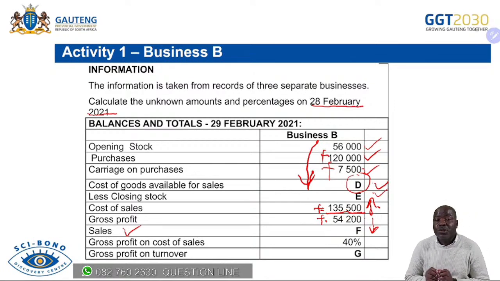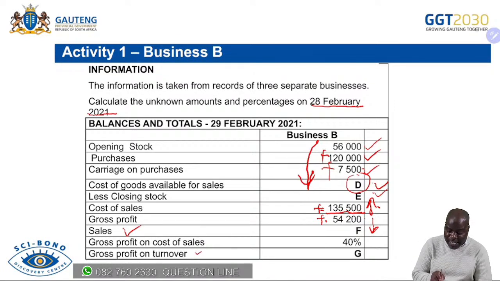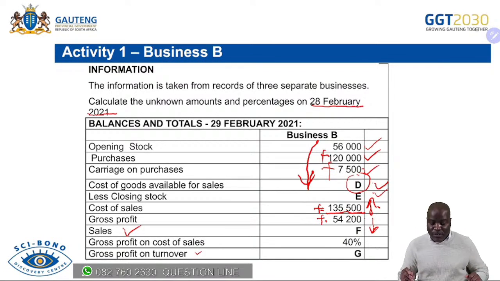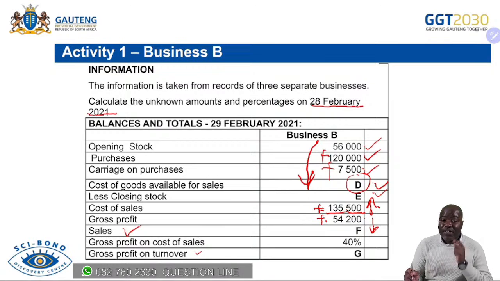Now, I want us to also remember that the net sales are also loosely referred to as turnover. Why do I mention that? It is because when we do indicators, they always love using the word turnover instead of sales. If you go to the bottom of this question, you will notice that we have got gross profit on turnover. Do not get scared of these small words. That turnover is the equivalent of sales, which we already would have calculated in F there.